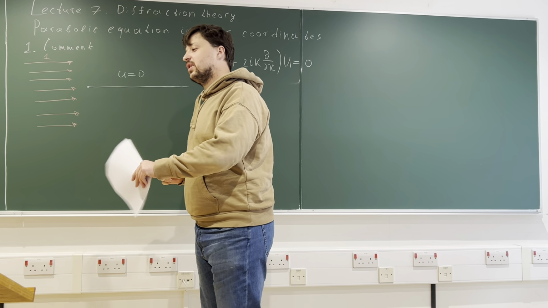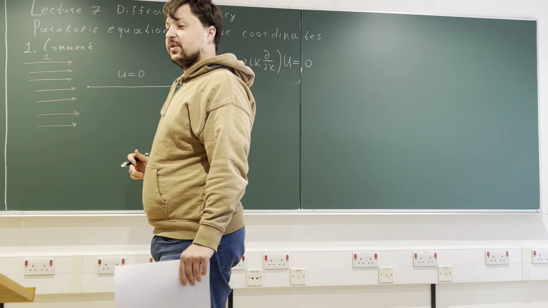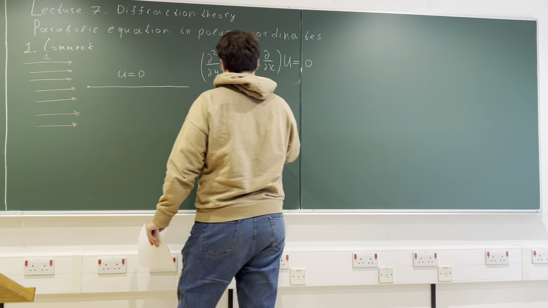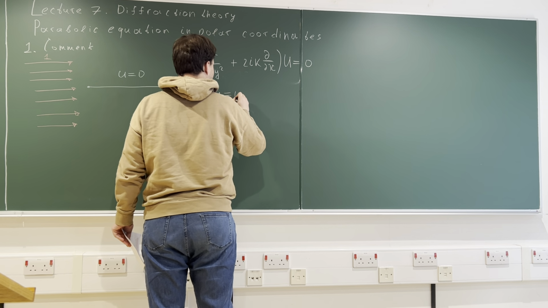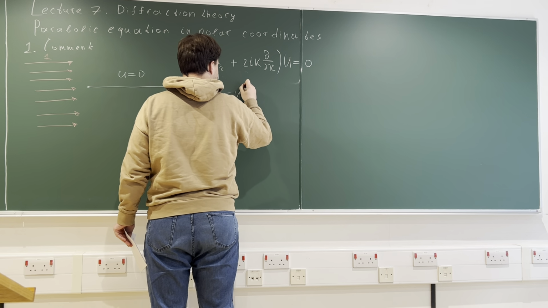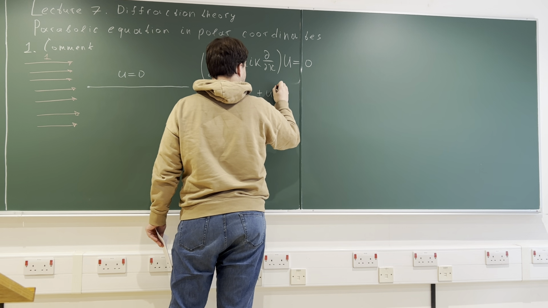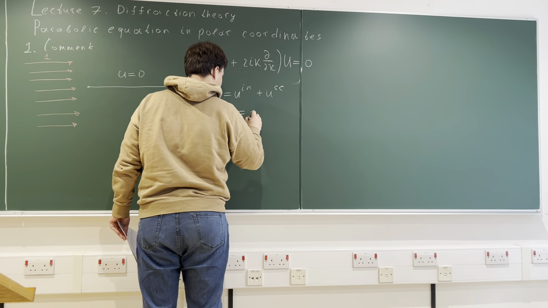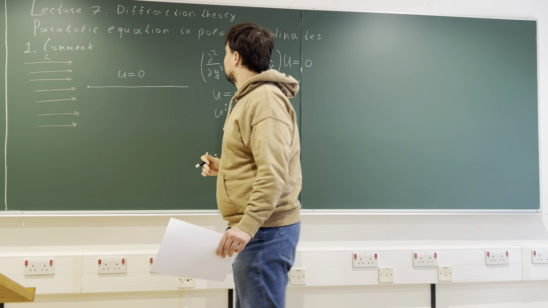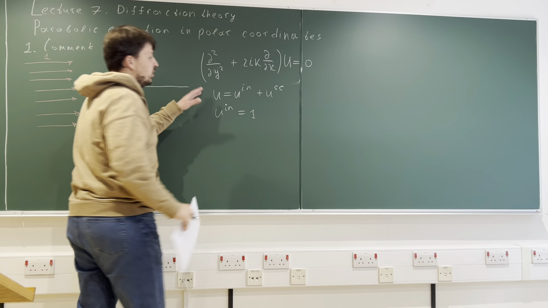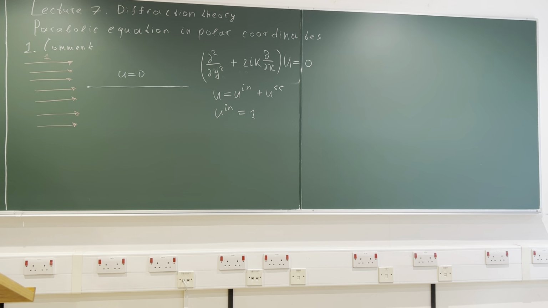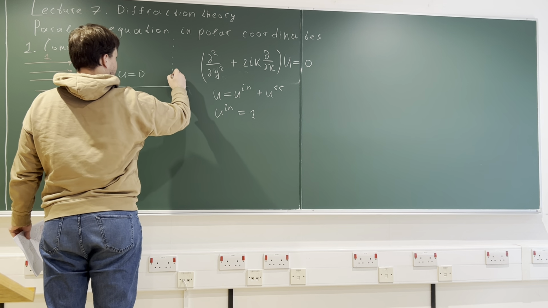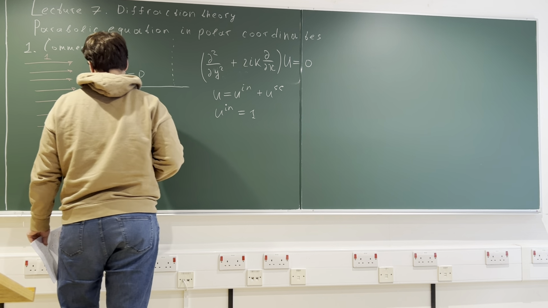Yeah, we discarded the square term. Apart from the x square term, here we have plus. And for u, we have u in plus u scattered, and u in for our case is just 1. And as we said, this equation only supports wave going from left to right, and we want to find our wave field somewhere here.